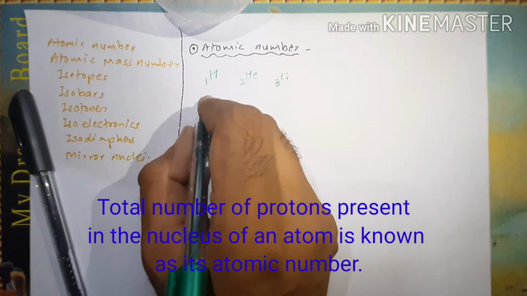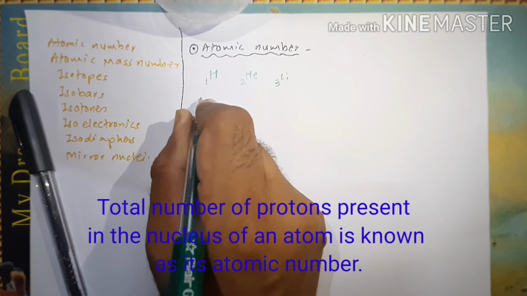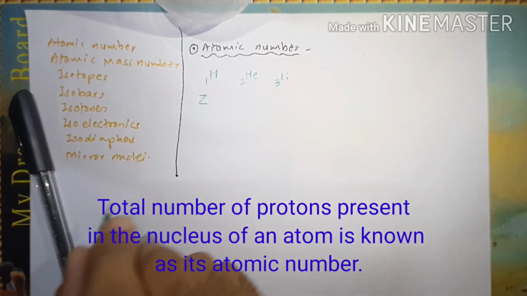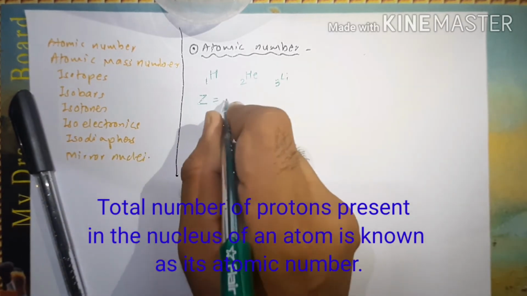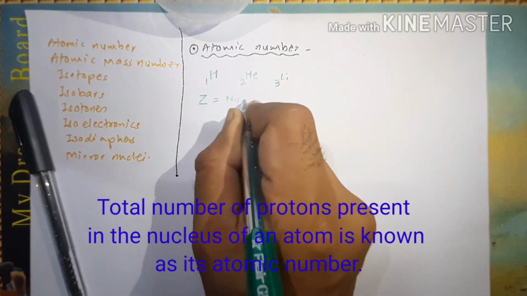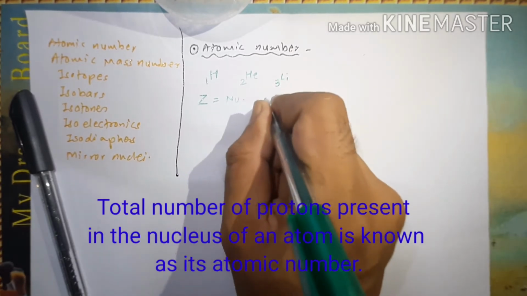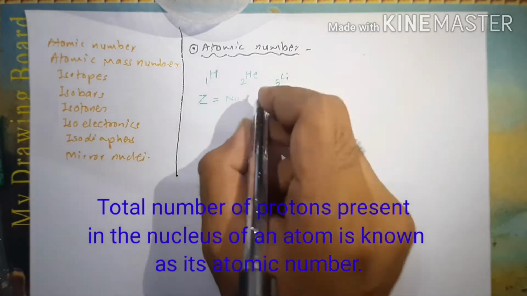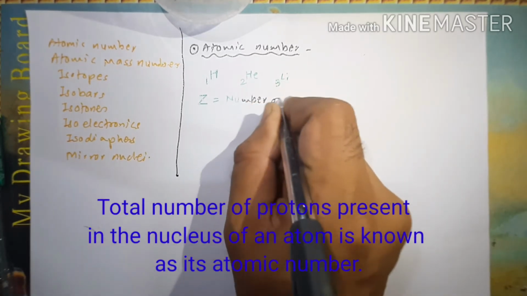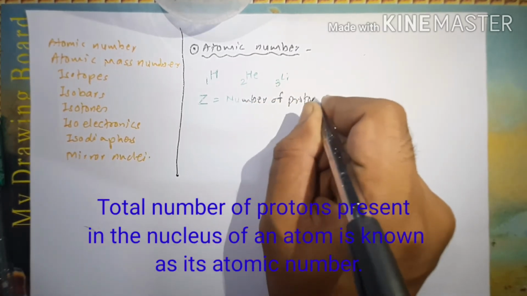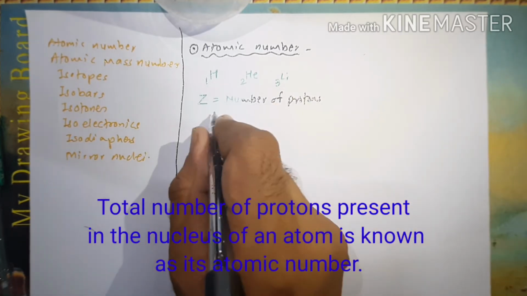One more thing, atomic number is represented by the capital letter Z, and as I told, atomic number is equal to the number of protons present in the nucleus of an atom.